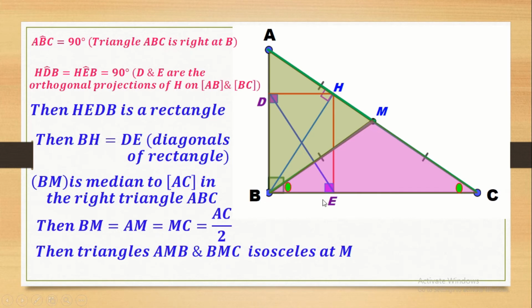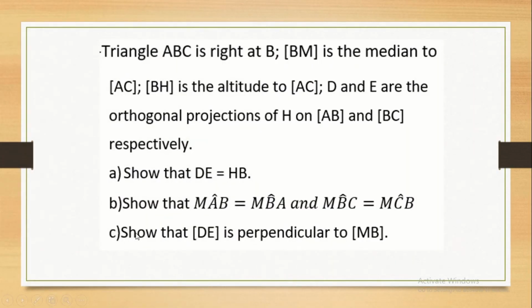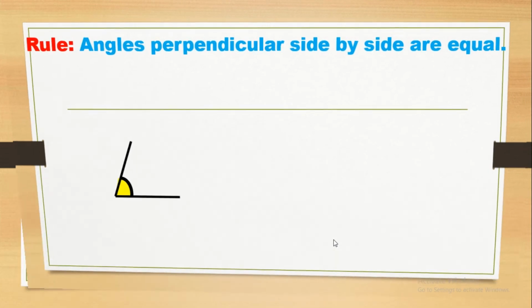Well, now we can say that the angles MBC and MCB are equal as base angles, and also the angles MAB and MBA are equal as base angles in these triangles. Now show that DE is perpendicular to MB, something which is very important.